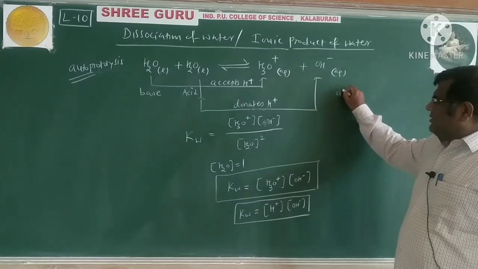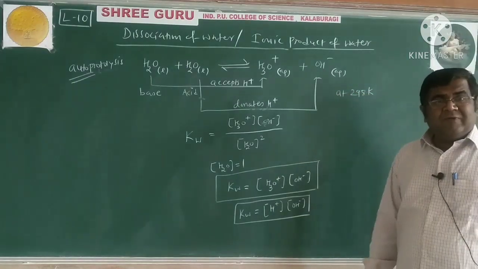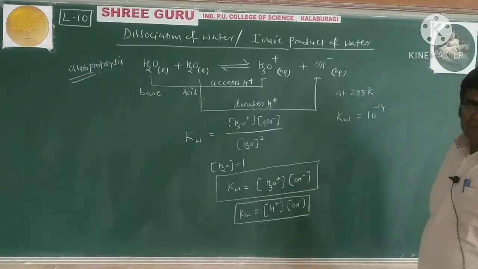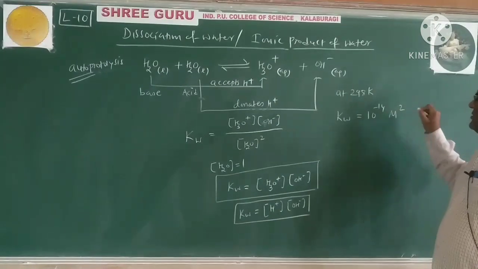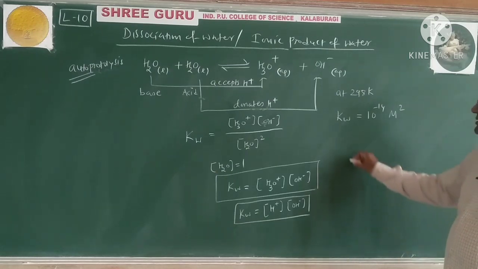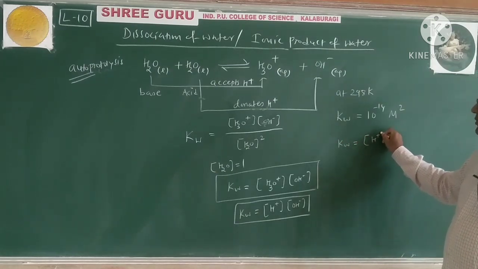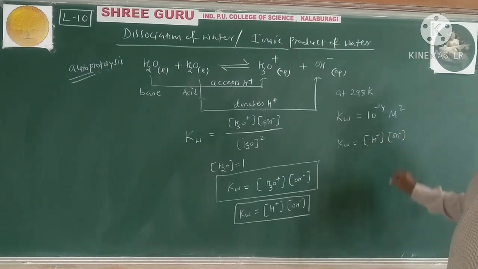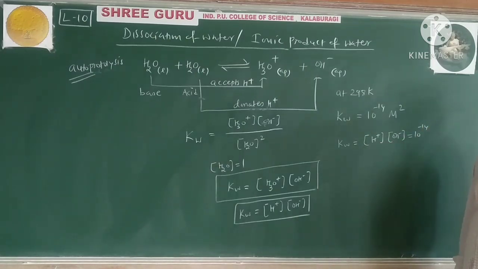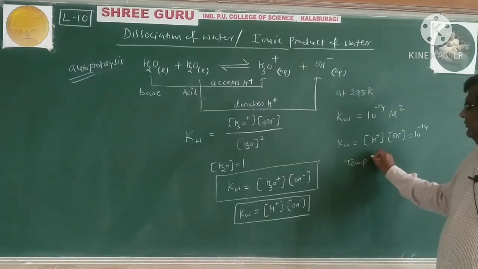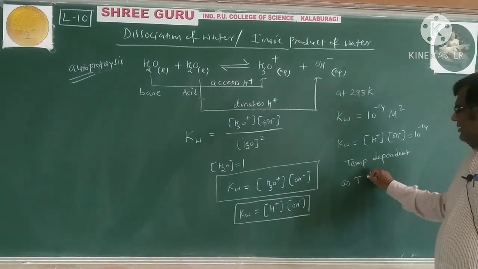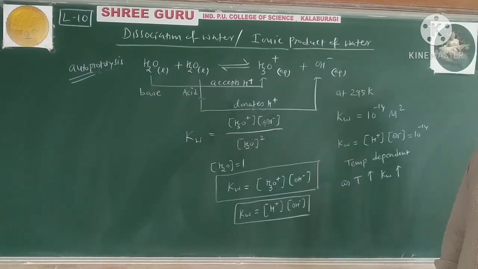Now at 298 Kelvin, which is 25 degrees Celsius, the value of the ionic product of water is 10 raised to minus 14, which is constant, and the unit is of course mole squared per liter squared. Why 10 raised to minus 14? Kw is H plus ion concentration multiplied by OH negative ion concentration, and that equals 10 raised to minus 14. Being an equilibrium constant, it is temperature dependent, and as temperature increases, the ionic product of water also increases.